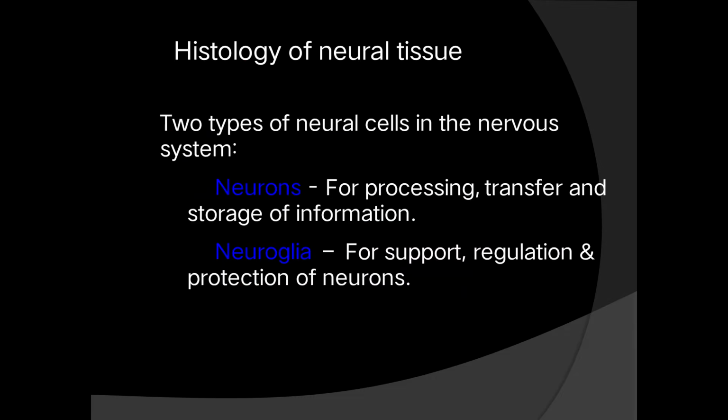Now we have to see the next thing. What is the histology of the nervous tissue or neuronal tissue? There are two types of neuronal or neural cells in the system. First are the neurons, and second is the neuroglia. Neurons are for the processing, transfer and storage of information. Then neuroglia are for support, regulation, and protection of the neurons.